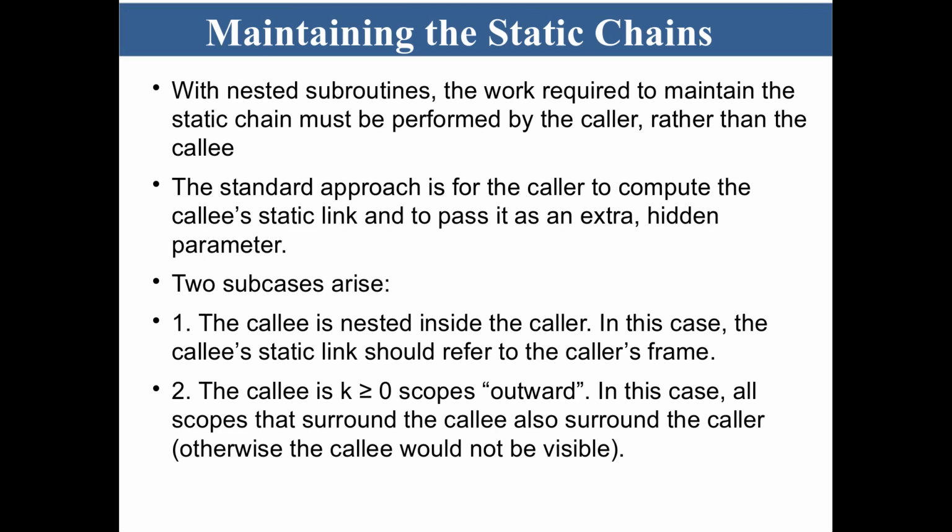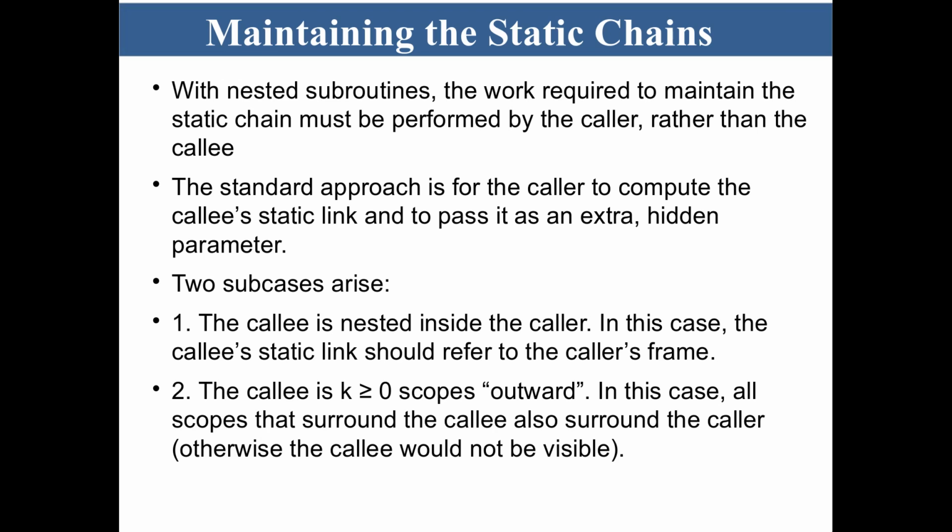Two subcases arise here. The first one is that the callee is nested directly inside the caller. In this case, the callee static link should refer to the caller's frame. The caller therefore passes its own frame pointer as the callee static link. That is the first case, where the callee is nested directly inside the caller. Then the callee static link should refer to the caller's frame, and therefore the caller passes its own frame pointer as the callee's static link.